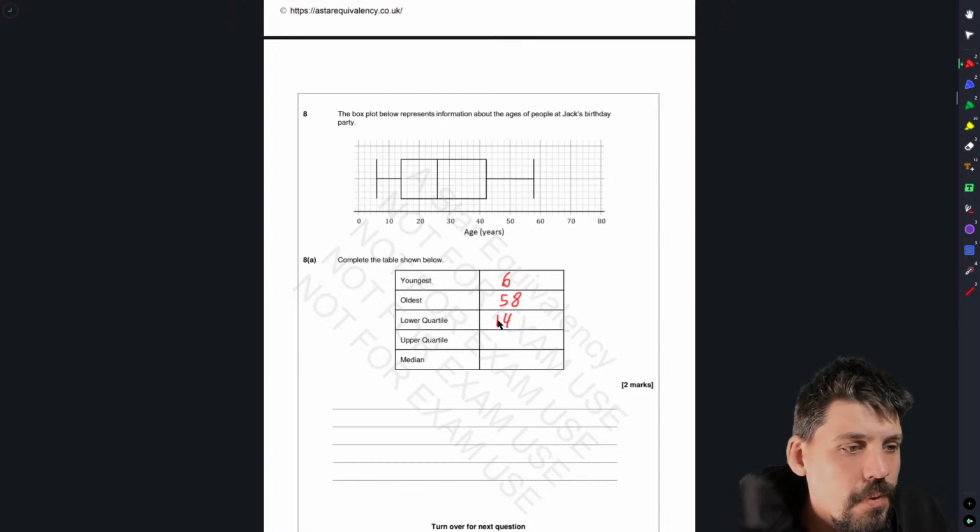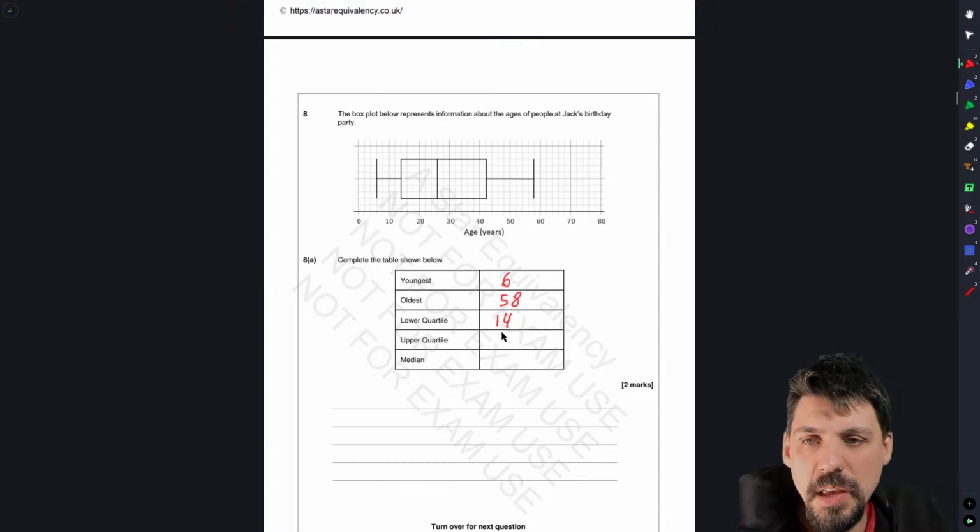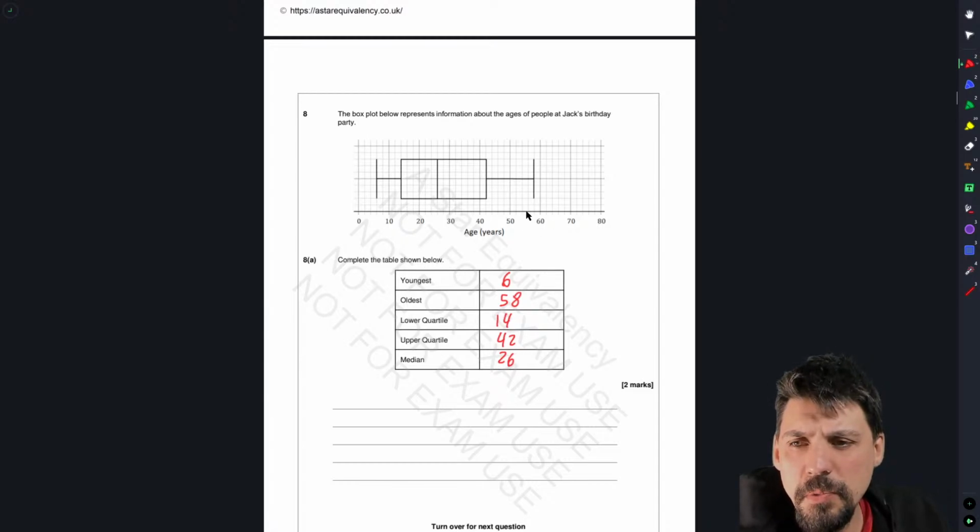14. Why does this question scare you? Why would this scare you? Just because you see a box plot? Uh, box and whiskers diagram. 26. I think that's fine. Have I mucked that up? 4 squares for 58. That's the oldest. The youngest is 6. The lower quartile is 14. The upper quartile is 42. And the median is 26, yeah.